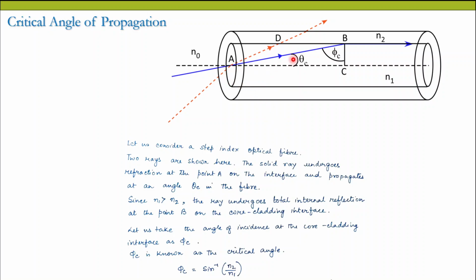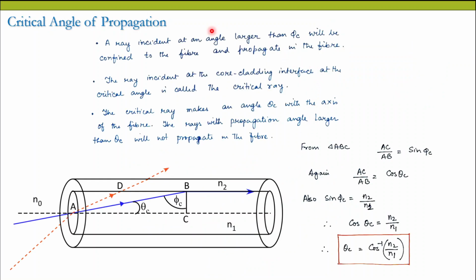So the solid ray, that means this blue one, undergoes refraction at the point A, and it propagates at an angle theta c in the fiber. So it makes an angle theta c with the axis of the fiber. Now since n1 is greater than n2, this ray undergoes total internal reflection at the point B on the core-cladding interface. So you can see here it is making an angle, let us take this angle as phi c. From our previous calculation we have seen that phi c is equal to sine inverse n2 by n1.